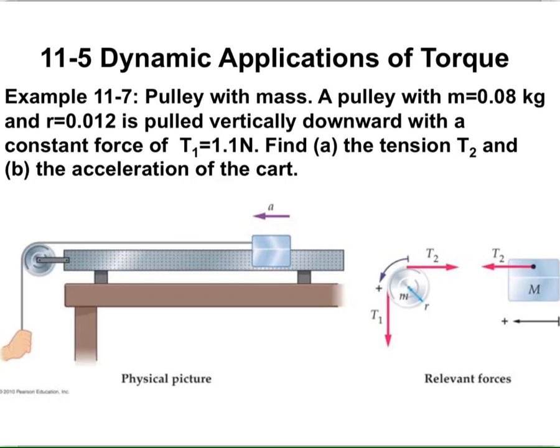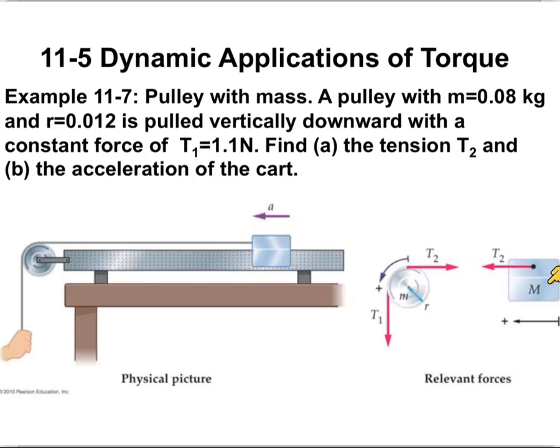these tensions must be different. And the problem says T1, the tension in this part of the string, is pulled by a hand, and this is 1.1 newtons. The question is: find the tension T2 and the acceleration of the cart in terms of T1. So you will find T2 in terms of T1, and you will find the acceleration of the cart, this moving object in the horizontal direction, in terms of, again, T1.